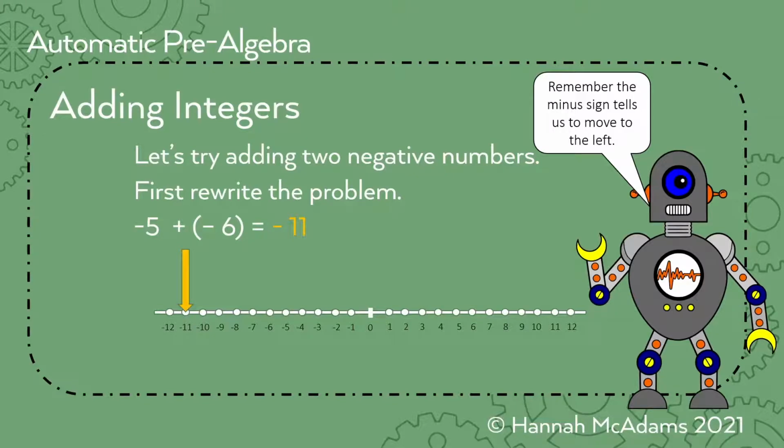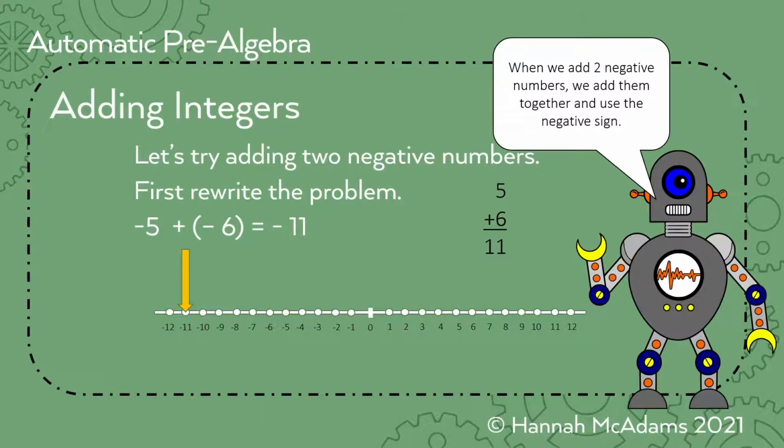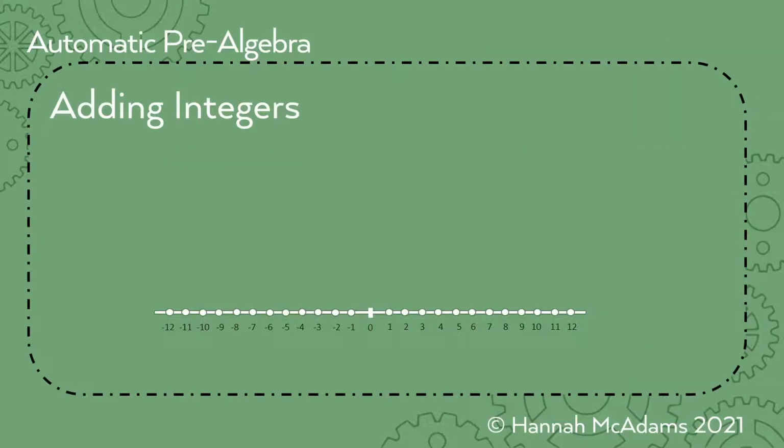Do we know another math fact that uses 5, 6, and 11? 5 plus 6 or 6 plus 5 equals 11. Right. So even though we're subtracting here, we're actually adding these integers together and then we're just giving it the negative sign. Do you see that? Okay. When we add 2 negative numbers, we add them together and use the negative sign.